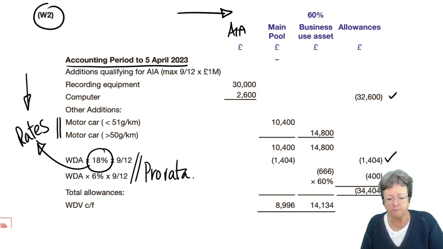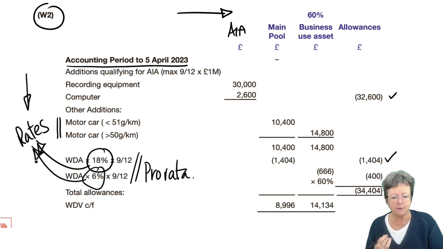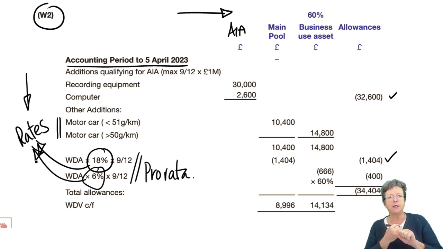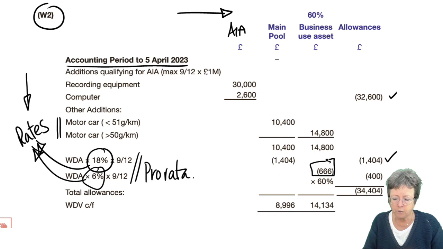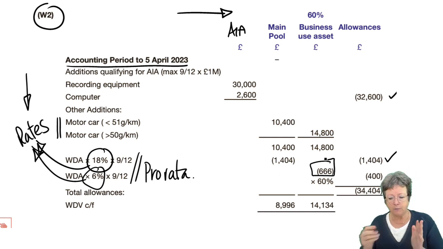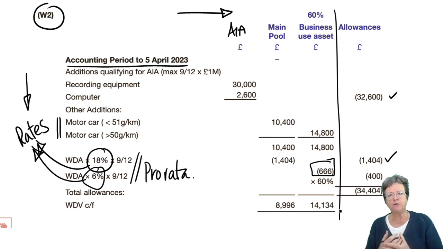Now the car, we're only going to get 6%. Okay, that's in the rate. Make sure you check it. So 6% of £14,800 in full, and then we can only claim 60% of that. Again, the capital allowances chapter gives that in full. So if you've done that chapter, this should be a really good recap of how that works. So we can only claim 400.